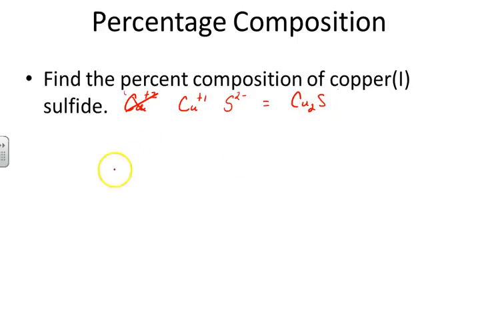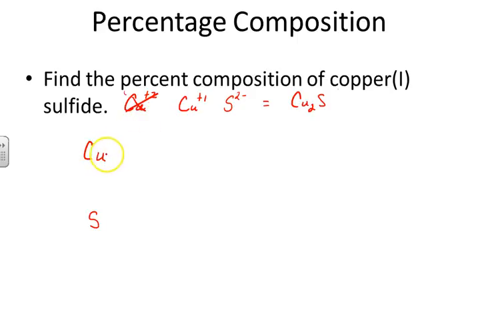So in this compound, we have some mass due to 2 elements. We have some mass due to copper, and we have some mass due to sulfur. It doesn't matter what unit we use for this. We could use AMUs or grams because the ratio or percentage, which is a ratio, is going to be the same regardless of the mass system used.